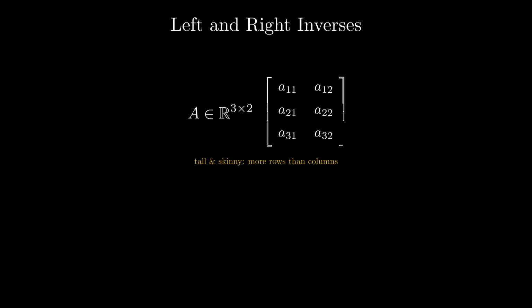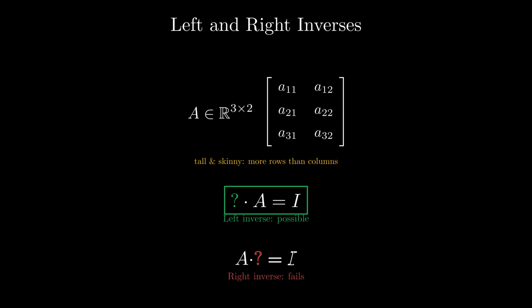You've been told that only square matrices have inverses. That's true, but it's not the whole story. Take a tall, skinny rectangular matrix. It has too many rows for a normal inverse, yet a matrix placed on its left can still produce the identity. The same trick fails on the right.